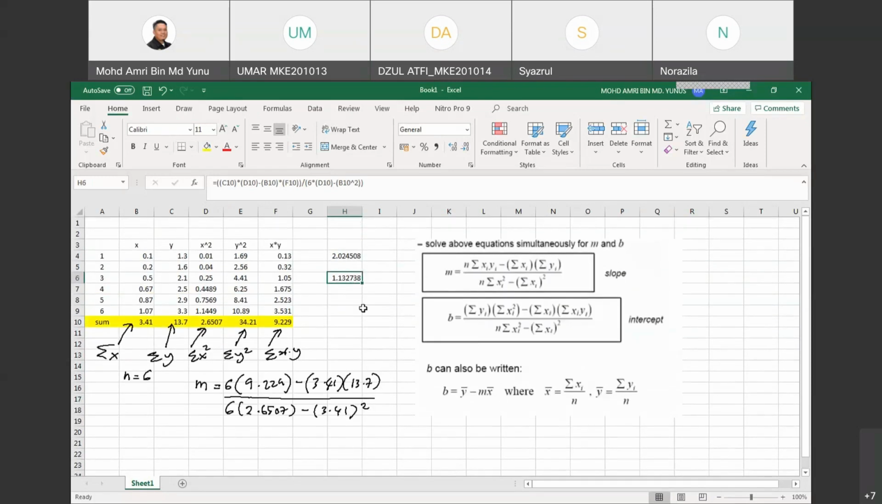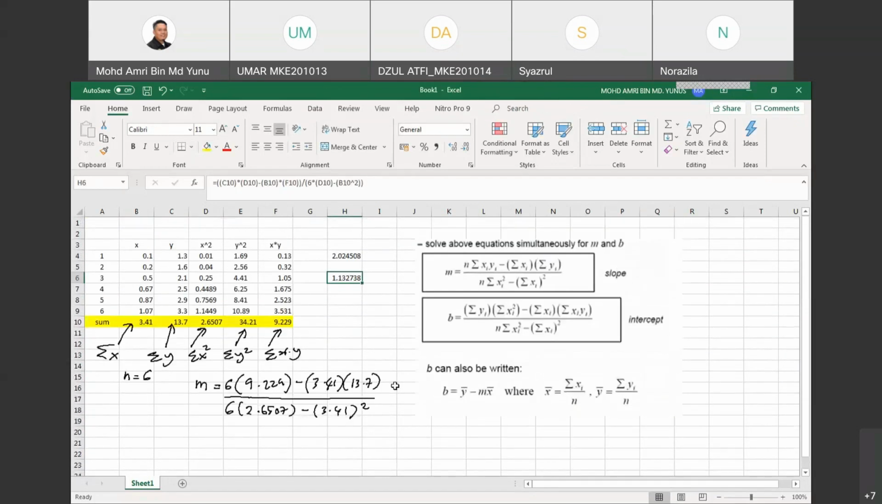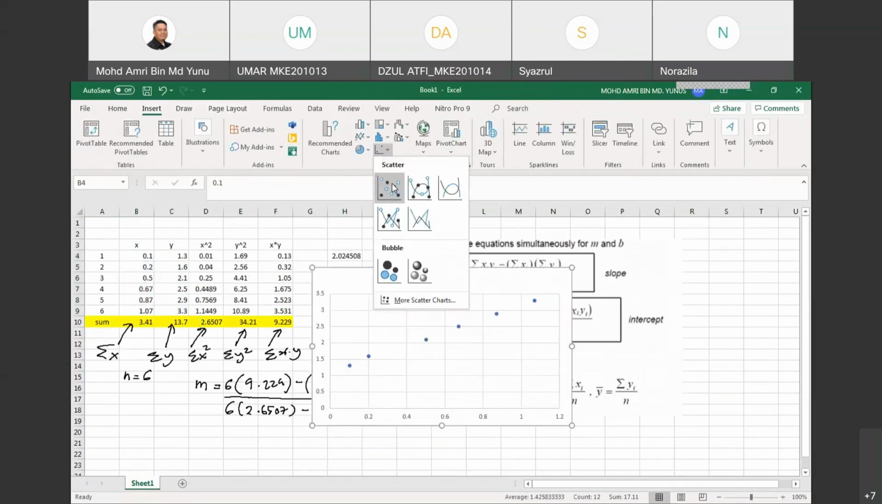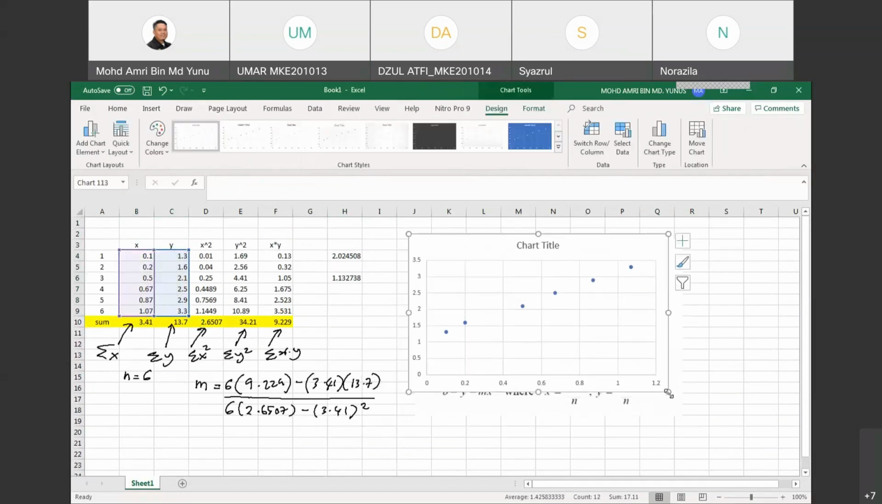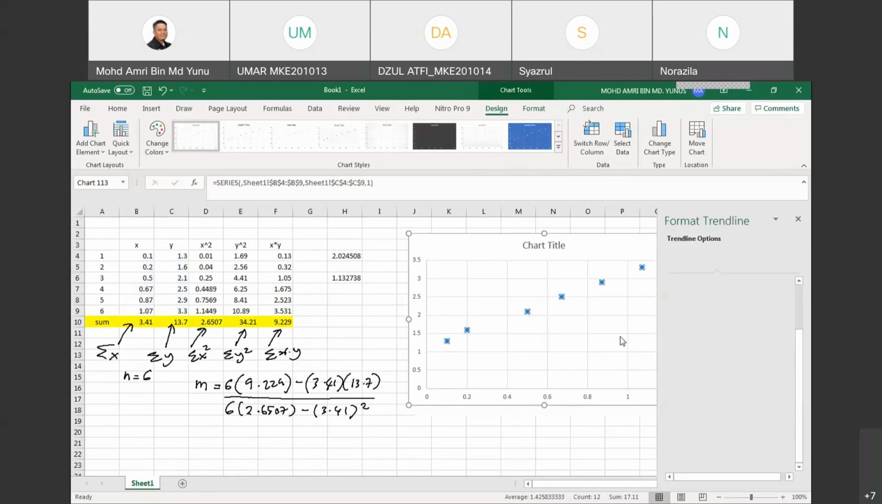So how do we verify this? Easy, we can draw. I take this and draw the chart. Okay, insert. You get the chart. So this is the distribution of x value versus y value. So these are the points. Okay, so you click here, add trend line.